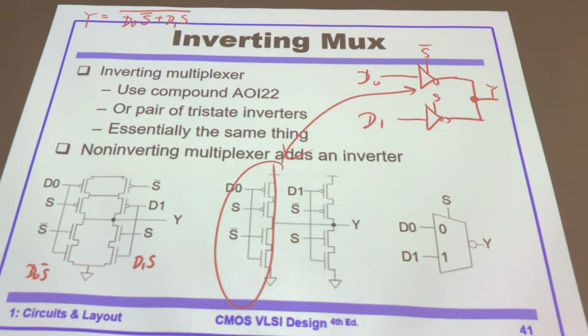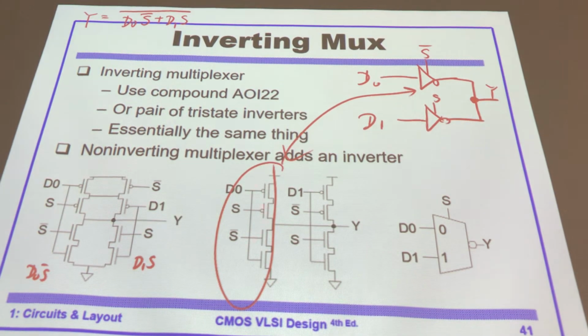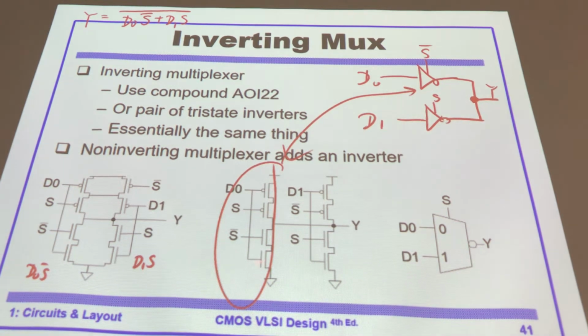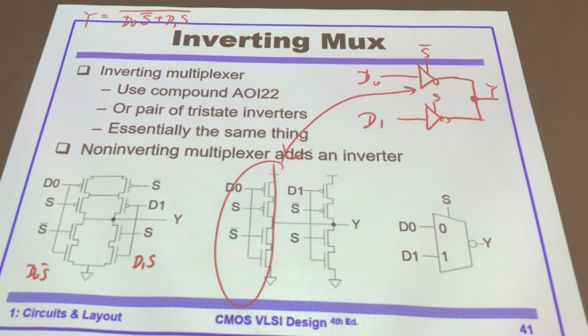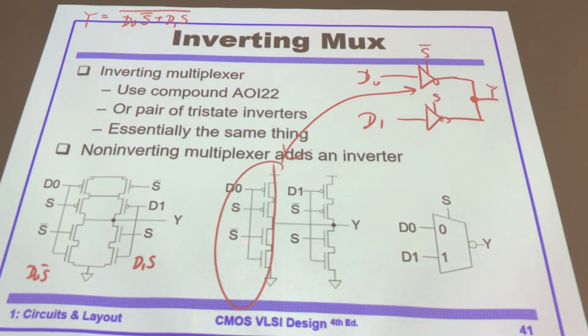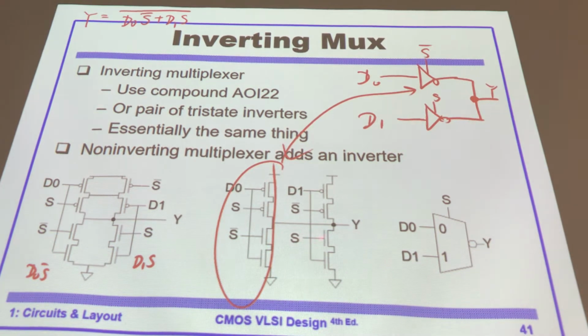You see that? S is enabled, right? And then the inverter circuit, D0. It's S bar actually, S bar here. Look at the enable, S bar. And for this one, S bar becomes S here, S.